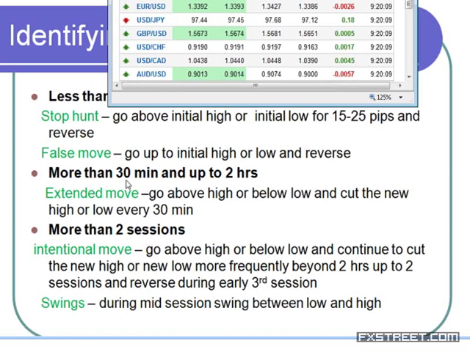Then, a move which happens for more than 30 minutes and up to 2 hours. So here in the case of Euro, they just breached, came down below 1.3416 and stayed below there for more than 1.5 hours, up to 2 hours. And then slowly they come up to 1.3416. And that is referred to as an extended move. A quick downward move, cutting the new low and simply holding it there for about 2 hours, slowly gaining the levels, is referred to as the extended move.